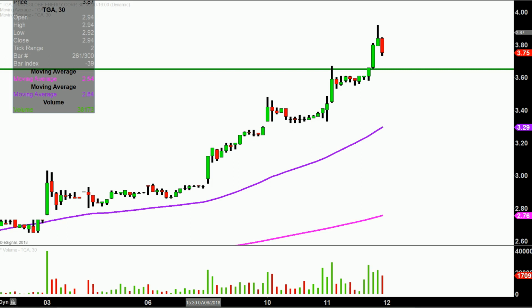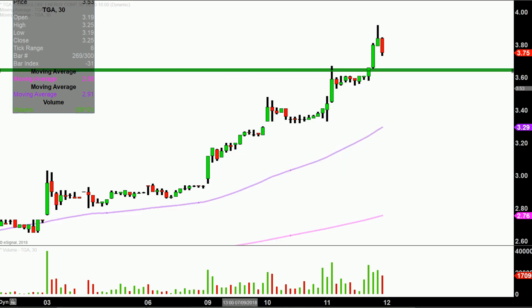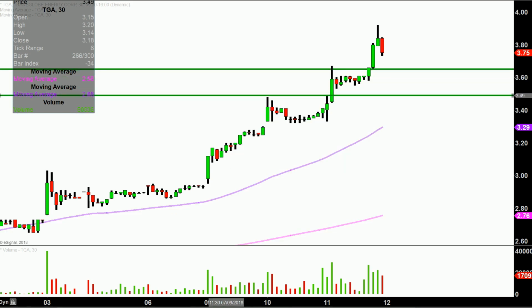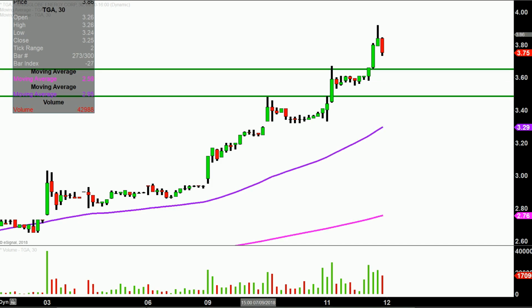Don't get me wrong, though. If the price falls below 365, by no means am I saying the entire chart's ruined or anything like that. But yeah, if the price can somehow manage to stay up above 365, that would certainly be a huge sign of power going forward. Next level of support after that would be the previous breakout point down here at about $3.48. So 365, 348, two of the near-term levels of support.